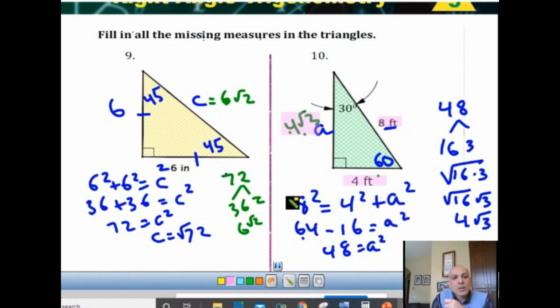How about this one here? Well, this guy is 6. This guy also is 6. And this guy came up to be 6 square root of 2. Interesting. Okay. I'm just going to keep that in mind.